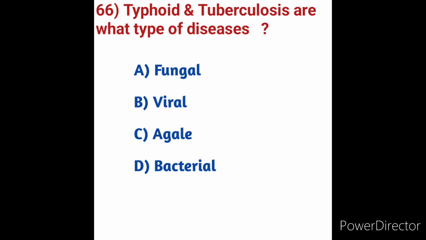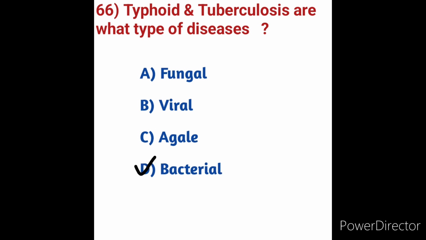Tuberculosis is caused by a bacterium. The bacterial name is Mycobacterium tuberculosis. The bacteria usually attack the lungs, but tuberculosis bacteria can attack any part of the body such as kidney, spine and brain. So here in these options, option D bacterial is the correct answer. Typhoid and tuberculosis are both bacterial types of diseases.